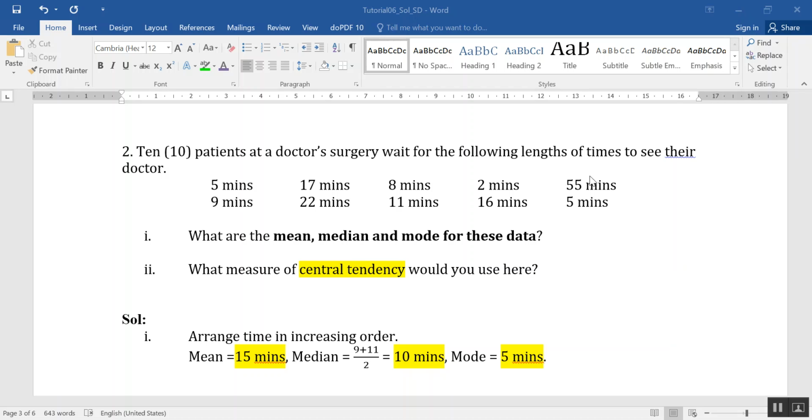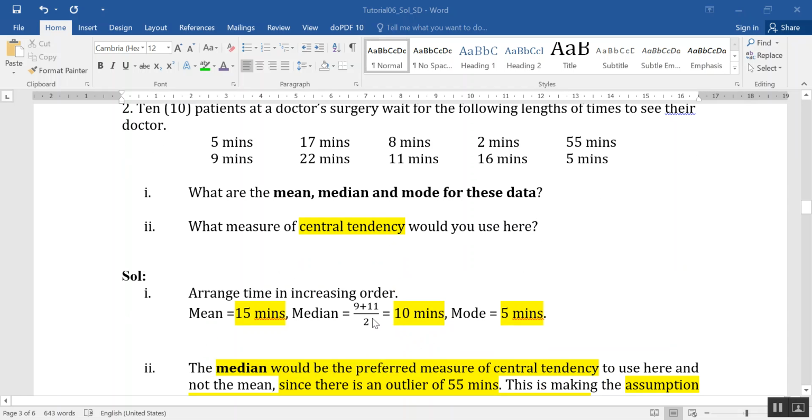So if you decide to remove this value of 55 minutes, then you can still use the mean, right? Because that can give a good representation. Unless there are so many outlier values and you realize that it might have an impact, then maybe it's better not to remove every value, but instead just use the median, because the median is not affected by outlier values.